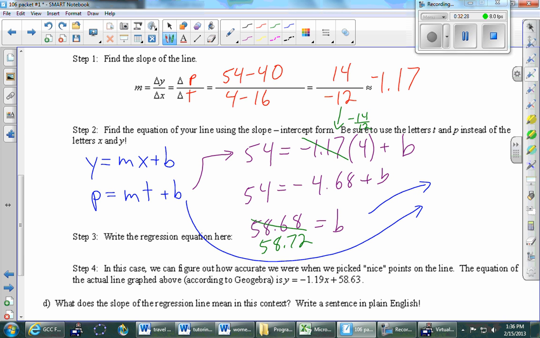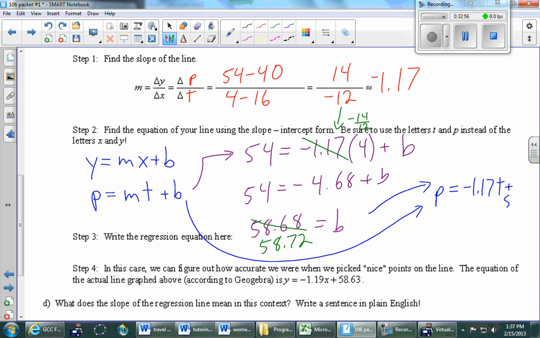Okay, so that means that our equation is, it used to be over there, p equals mt plus b. It's still p equals, instead of m, what are we putting? The negative 1.17, we'll use the rounded one there. T, do we put in a number for t? Yeah, we did that already. So t is the variable and it's part of the answer here. Plus, instead of b, 58.72, or if you had 68, that's okay too. But there's our equation.